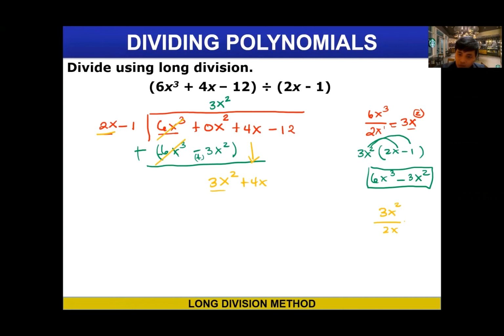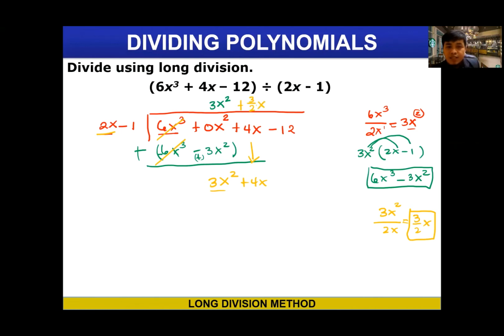3 divided by 2 cannot be divided. It will not give us a whole number answer, so we'll just retain that 3 halves. And then X squared divided by x is x. So we will place this here: plus 3 halves x.